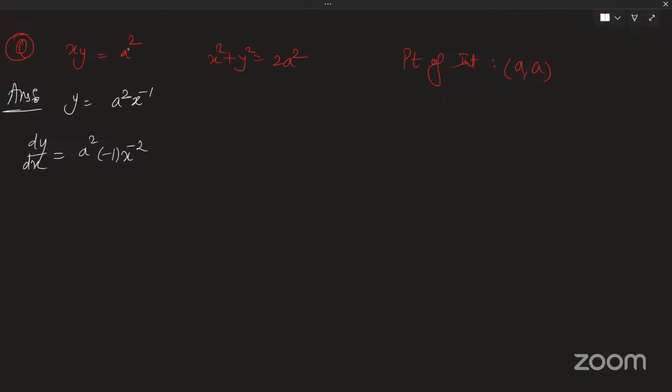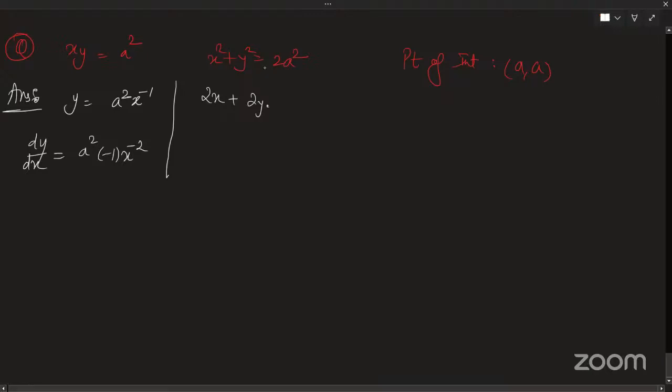Yes, sir. Okay. How will you differentiate a case like x square plus y square equal to 2a square? I mean, x and y cannot be separated. So what can you do in such a case? Can you go for implicit differentiation? So 2x plus 2y into dy by dx is equal to 0. So your value of dy by dx is minus x by y, right?